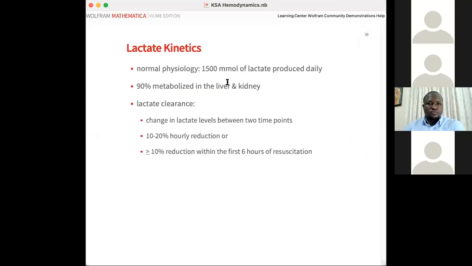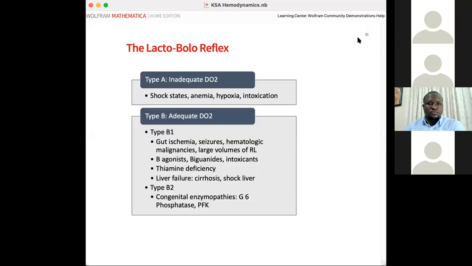A lot of lactate is produced daily in the body, and the liver and the kidney are very important in lactate elimination. We have to monitor the progress of lactate. If there are changes in lactate between two time points, you're looking at maybe up to a 20% hourly reduction, and you want it to happen in the first 6 hours. Of course, there's a pathologic reflex among fluid enthusiasts. Whenever they see lactate, they give a bolus. It's called the lacto-bolo reflex.